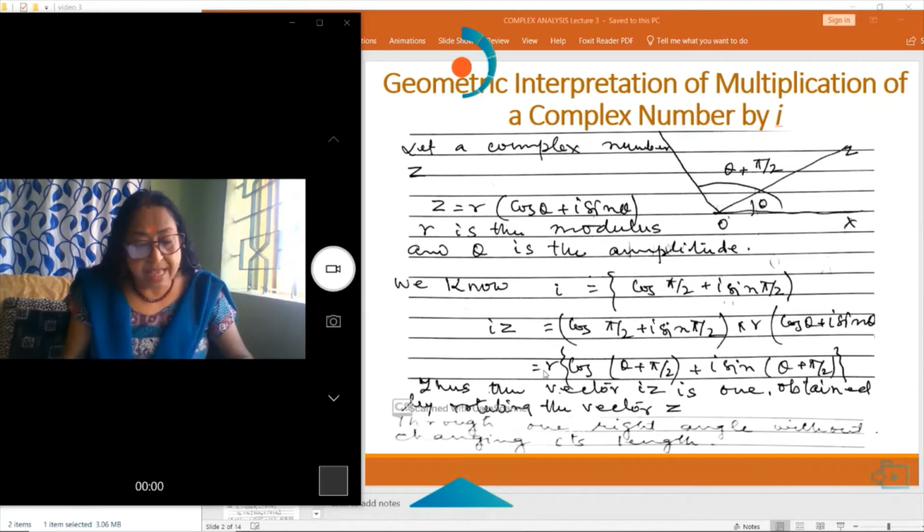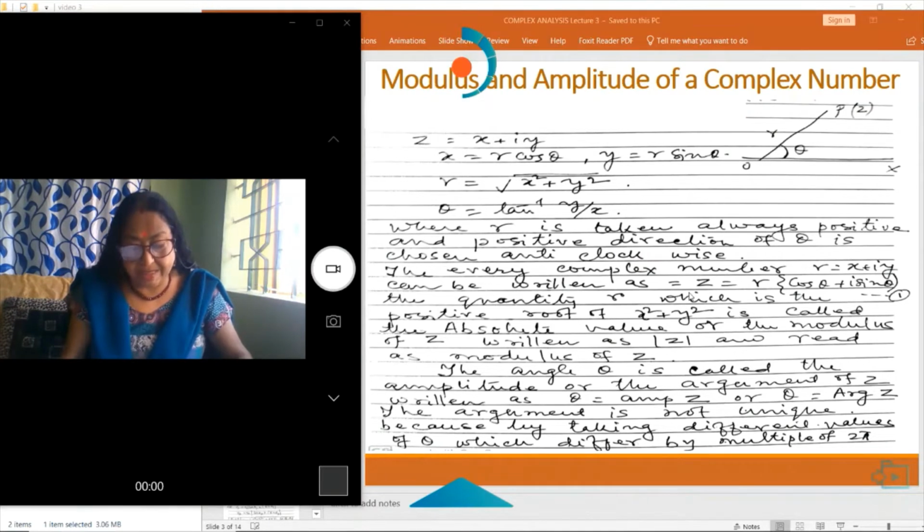Now, modulus and amplitude of a complex number. Let z is equal to x plus iy, where x is equal to r cos theta and y is equal to r sin theta. Then r is equal to root of x square plus y square, and theta is equal to tan inverse y by x. Theta is called the amplitude or the argument of z, written as theta is equal to amp z, or theta is equal to arg z.